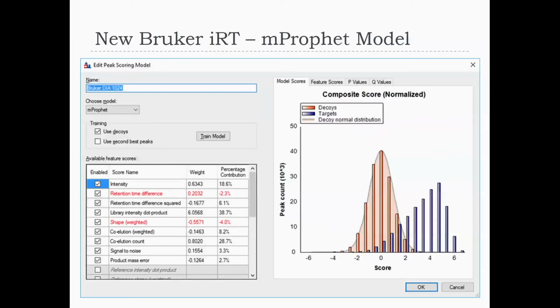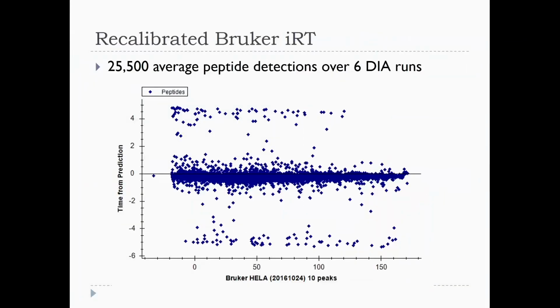So it was still pretty good. I got great power in my library intensity dot product, great power in my coelution count. My intensity was okay. Not great for retention time, but I still had a pretty nice looking model. I did not think, oh, wow, there's something really wrong here, and you wouldn't either. So I had to go look at that retention time plot to see there was something wrong. I recalibrated using the peak apex times. And this is what happened.